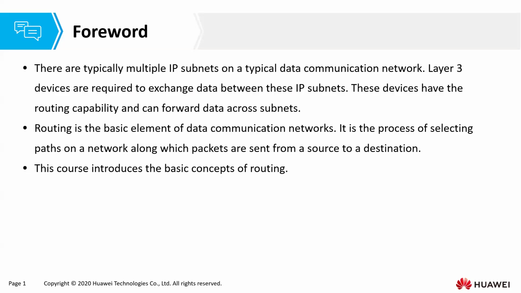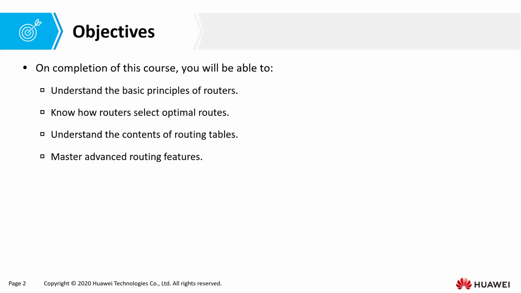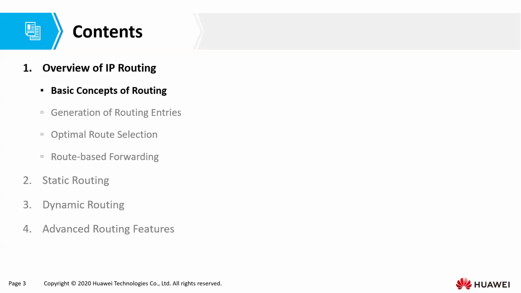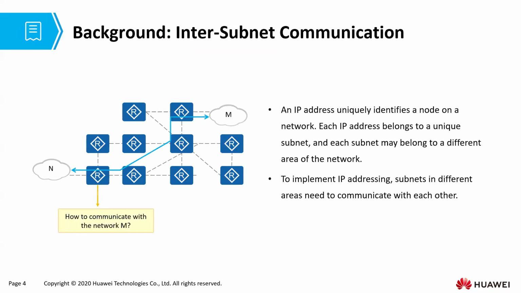So I think this chapter basically builds up on what we did in IP addressing, then following up with subnetting. Objectives of this one is to understand the basic principles of routers, know how routers select optimal routes, understand contents of a routing table, then master advanced routing features. That is our overview. Starting with the background, inter-subnet communication.